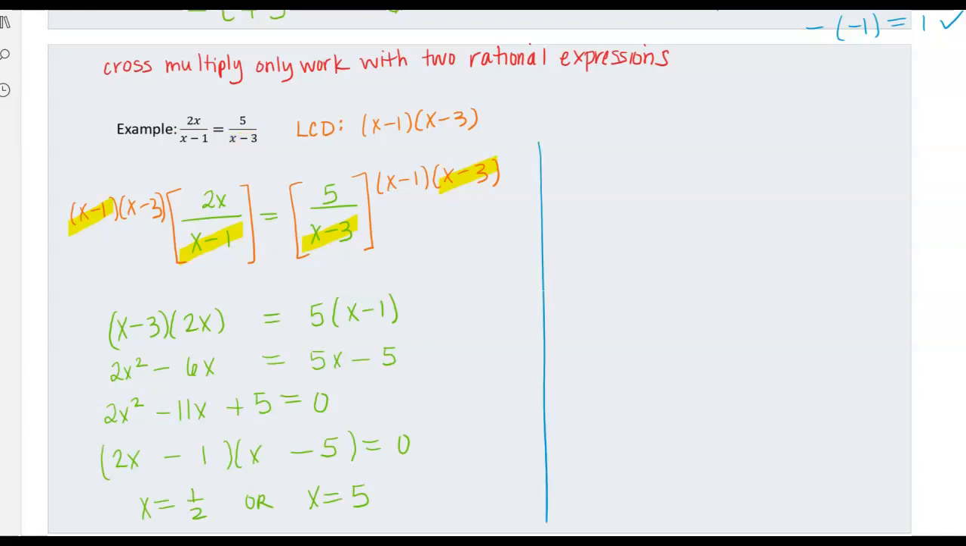All right, so let's check over here. Let's start by checking x equals 1/2. I'm going to plug 1/2 into the original.